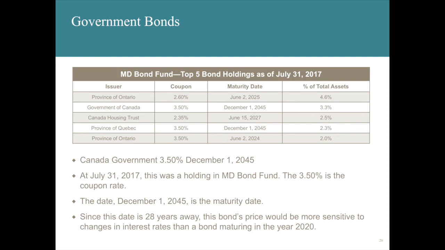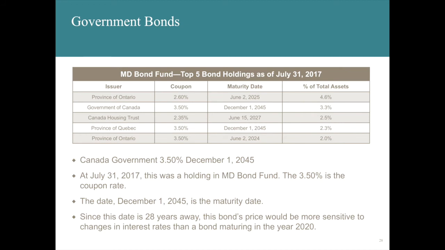A couple of interesting concepts here that you can see. For example, you see the Province of Ontario at 2.6%, Government of Canada 3.5%. Why the difference? Well, you see the maturity date, one is 2025, one is 2045. So with 20 more years of maturity, it's a longer duration, you're taking a bit more risk. So the reward here is a higher coupon or rate that will be paid.